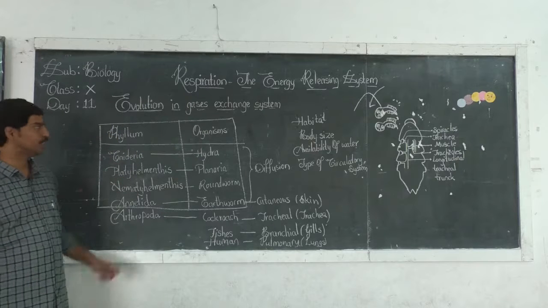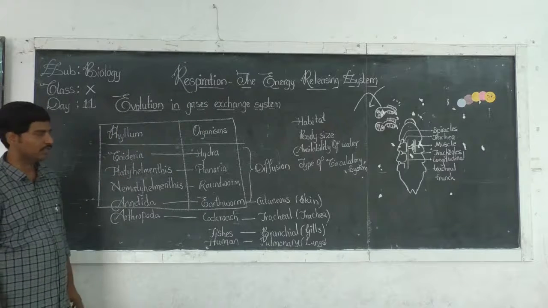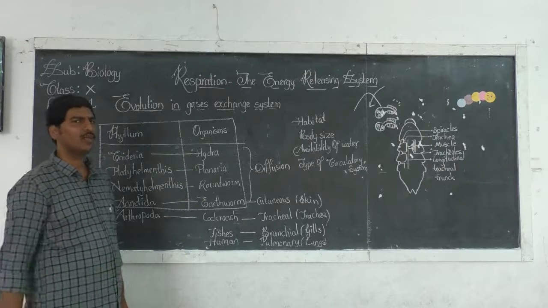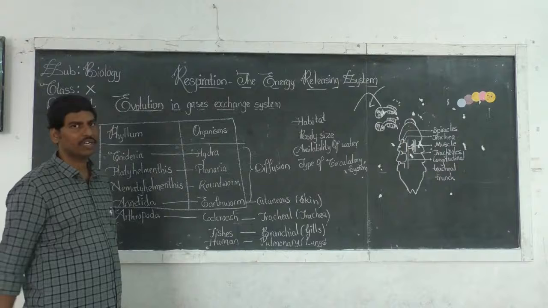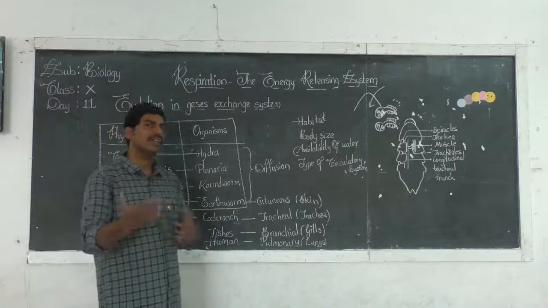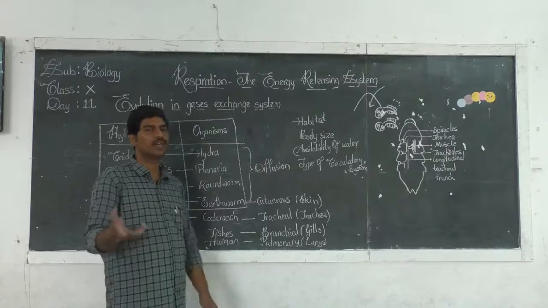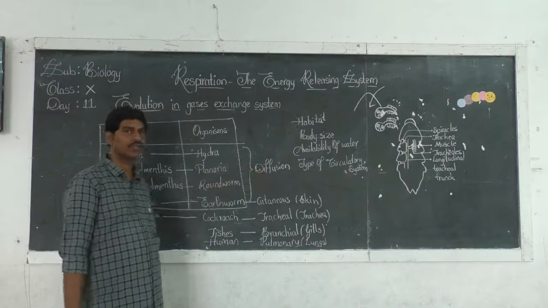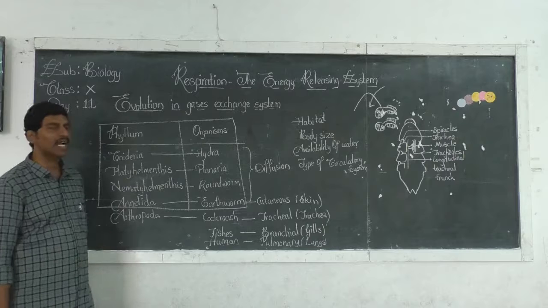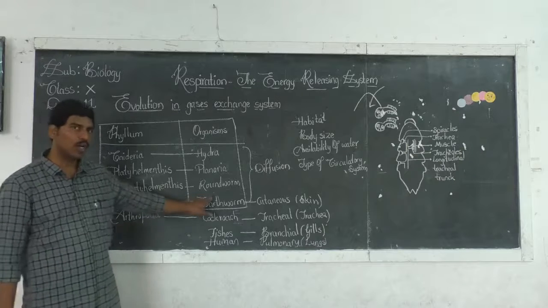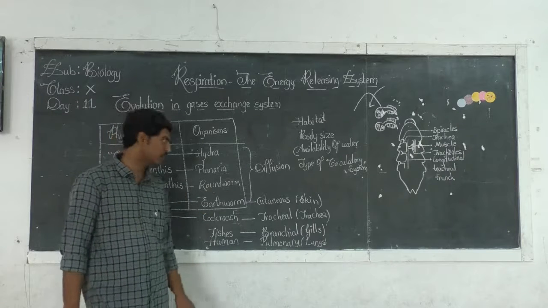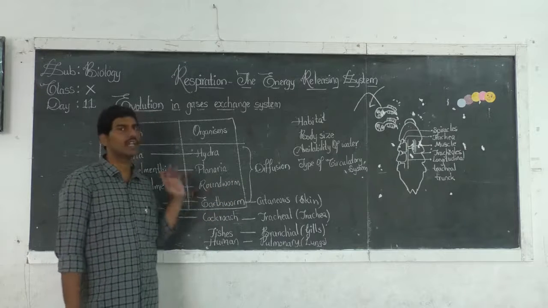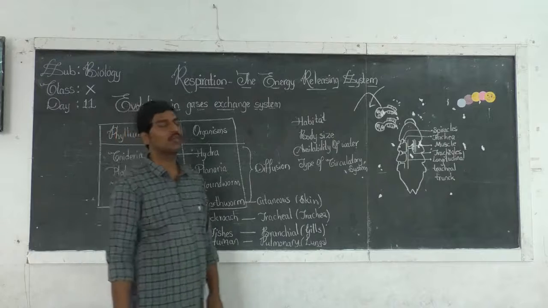And the next evolved phylum is Platyhelminthes. The best example is Planaria. Most of them are parasites. They live in the body of other organisms, so directly they get the diffused gases from the host. Therefore, they undergo a simple diffusion process. And in the case of Nematohelminthes, the round worms like Ascaris, it also undergoes the simple diffusion process. Why? Because they are also internal parasites.